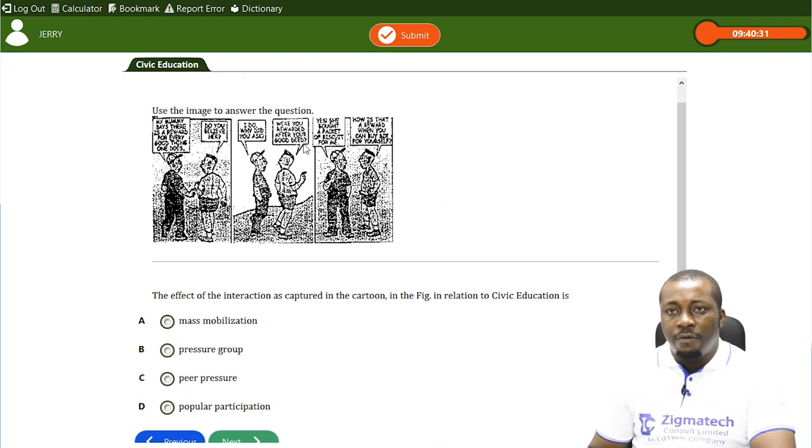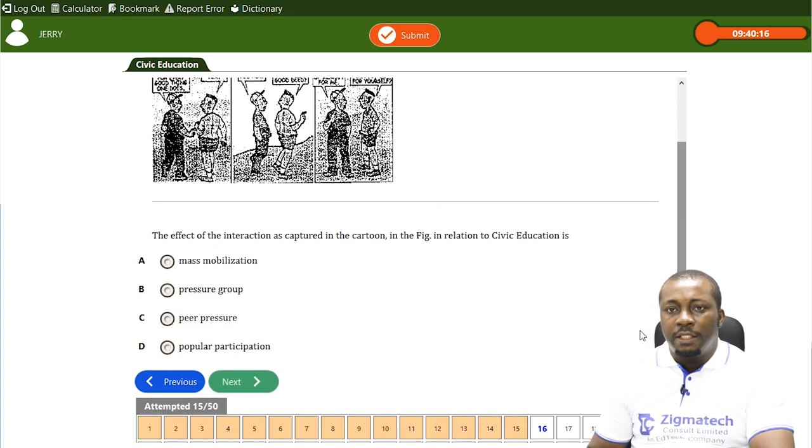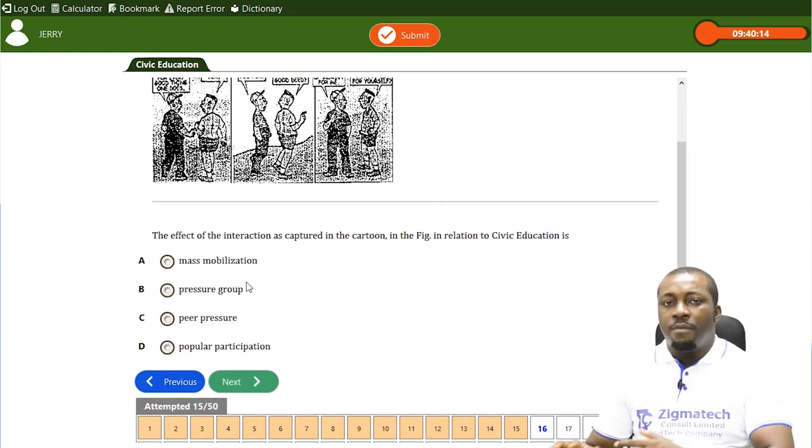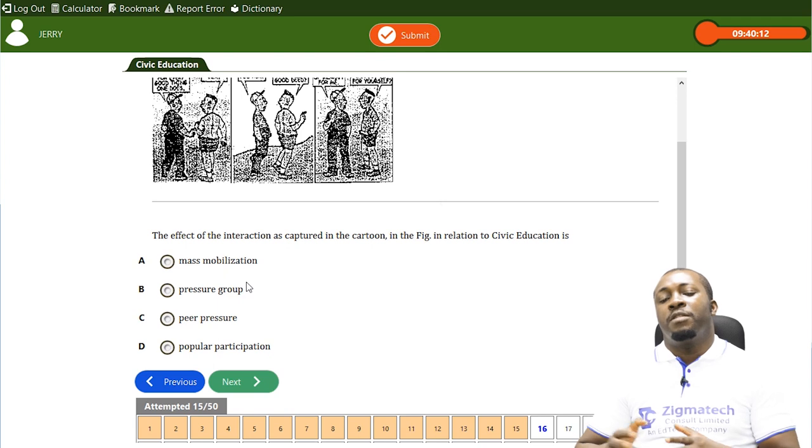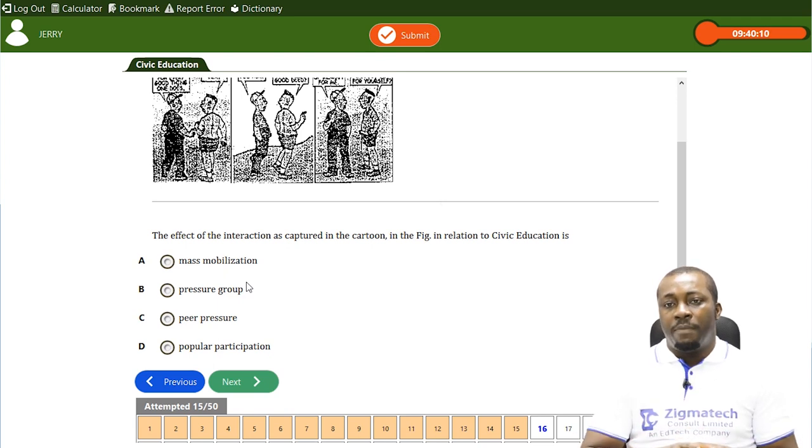Were you rewarded for your good deed? Yes, she bought me a packet of biscuits. How is that a reward? Now, the effect of the interaction as captured in the cartoon, in the figure, in relation to civic education is it mass mobilization? It's not mobilizing somebody. Nobody is being mobilized here to do a particular thing.